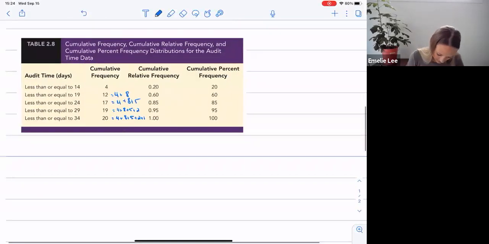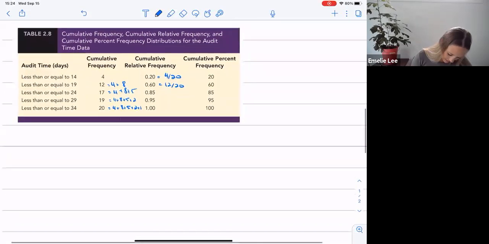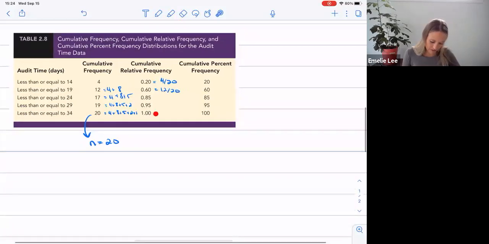So I'm going to show you where this came from here, but this is 4 out of 20. And this is 12 out of 20, right? So it's doing the same thing, but it's just relative to the sample size, right? And so here, the sample size is n equals 20, which should be the same thing as the cumulative frequency at the last bracket, right? And of course, should add to 1, a probability of 1 or a proportion of 1 or 100%. Otherwise, we've missed something along the way, right?